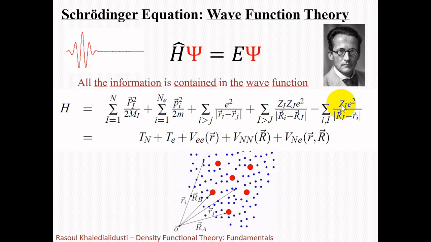So in general, the Hamiltonian can be summarized into different terms. A kinetic energy term for the ions, the kinetic energy term for the electrons, and this term is the electron-electron interaction in our system, and the fourth term is the ion-ion interaction in our system, and the last term is the electron and ion interaction in the system.